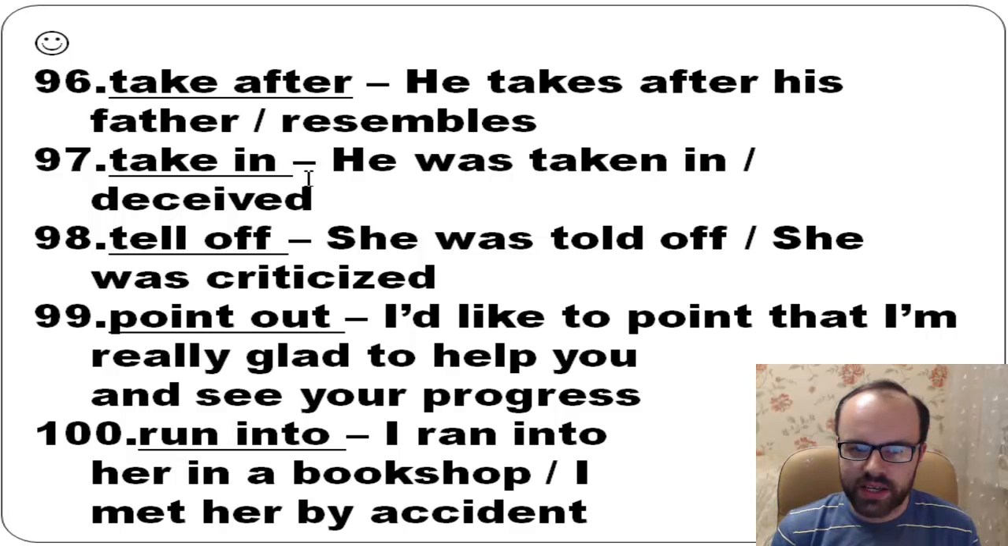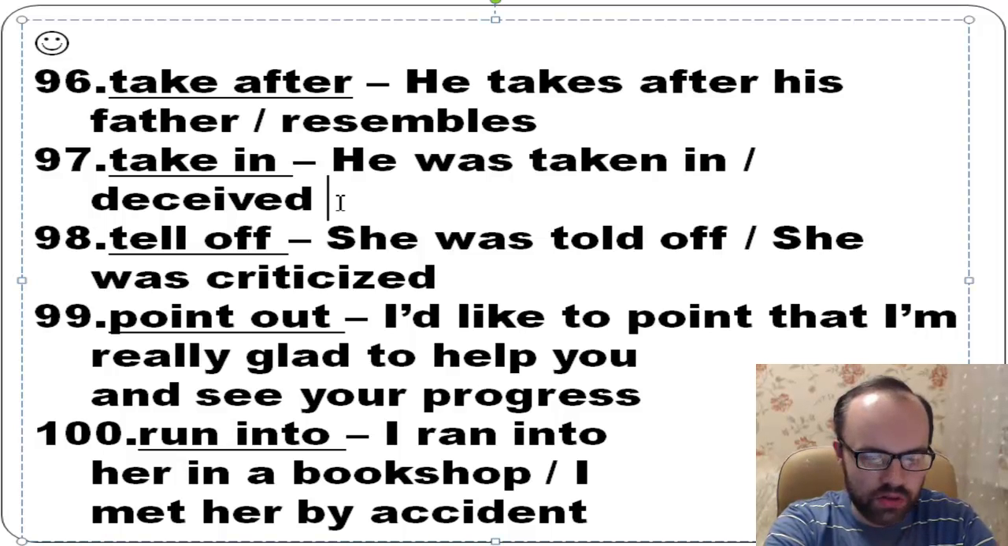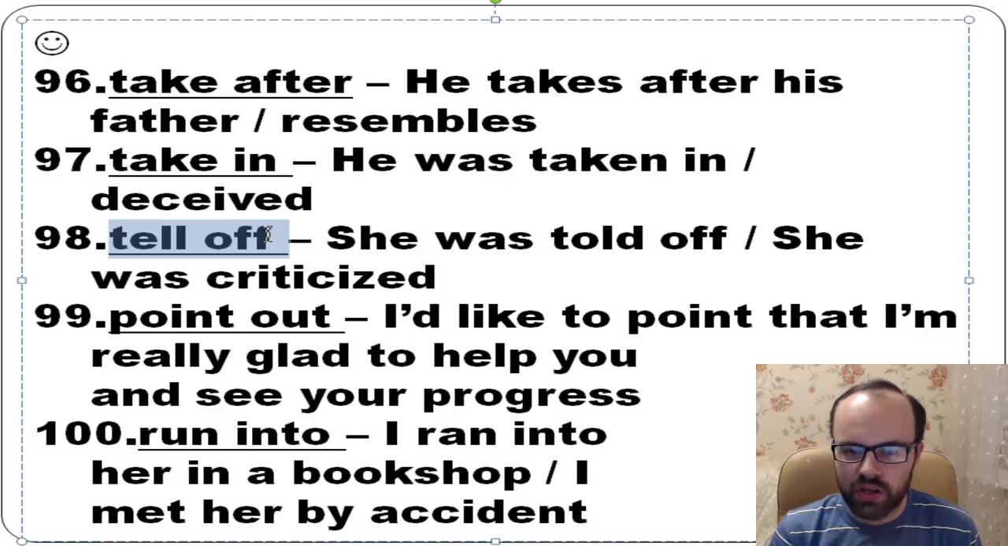Okay, next, take in. He was taken in, or he was deceived. For example, I can tell you one story from my life. One guy told me that this thing is very good, it's very expensive and it costs a lot of money, but I can sell it to you a bit cheaper, and I bought it, but in fact it was a fake. It's a bad thing, bad quality, and I was taken in, I was deceived. Okay, so tell off. She was told off, or she was criticized.